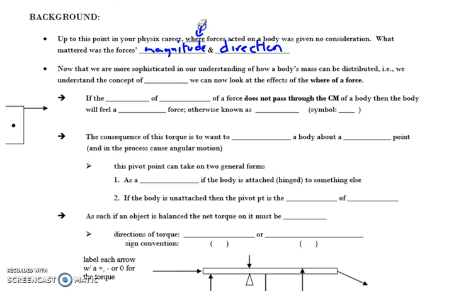But nature is a little bit more complicated than that. We care about, in certain circumstances, exactly where on the object it's acting, because it can give us more than linear, it can give us some rotational. Now that we have a more sophisticated understanding of how a body's mass can be distributed, i.e. we understand the concept of center of mass, we can now look at the effects of where forces act.